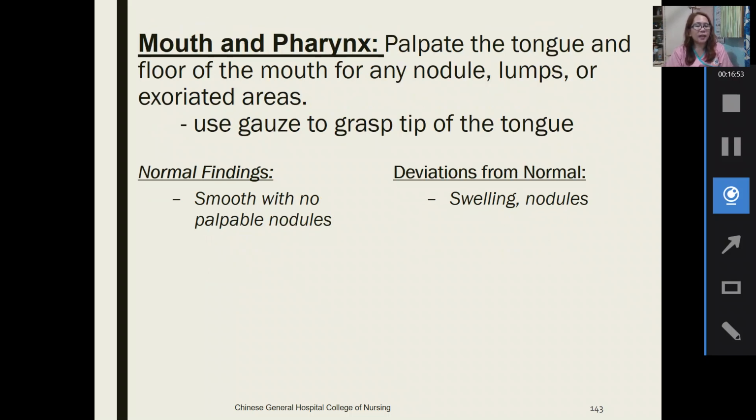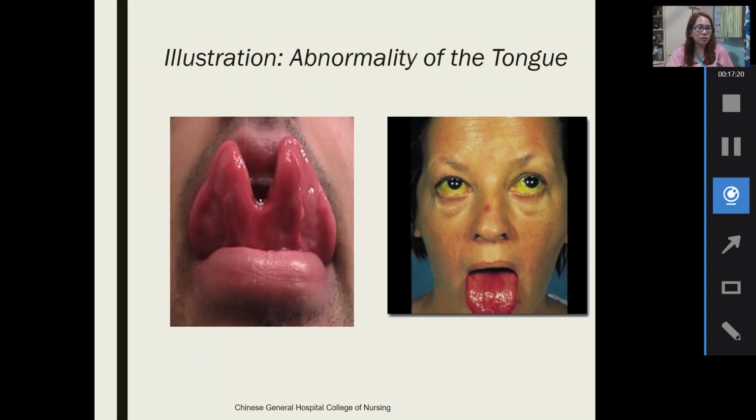Palpate the tongue and floor of the mouth for nodules. So, papasok mo talaga yung kamay mo. Hawakan mo talaga. Lumps or excoriated area. You can use gauze to grasp the tip of the tongue. So, the normal finding is that it is smooth with no palpable nodules. Say, ang ilalim. Deviations from normal: there is swelling and nodules.